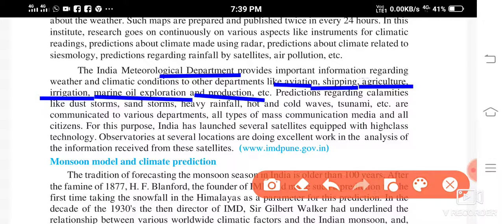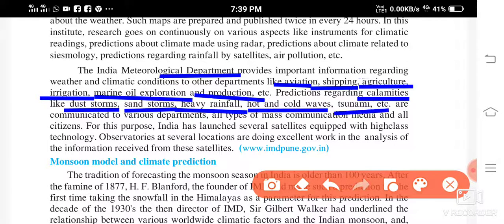Now, the predictions which are made regarding the calamities. Calamities means what? The unfavorable conditions like dust storms, sandstorms, heavy rainfall, and the hot and cold waves, tsunami. Yes, if the predictions are made, then it is going to be useful.